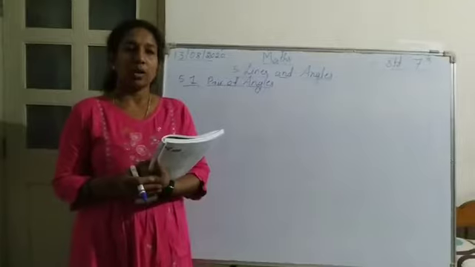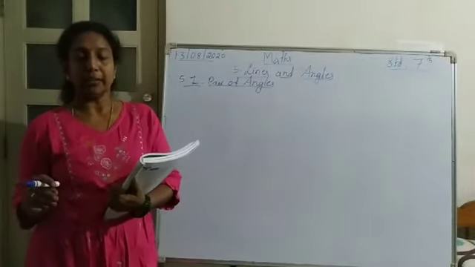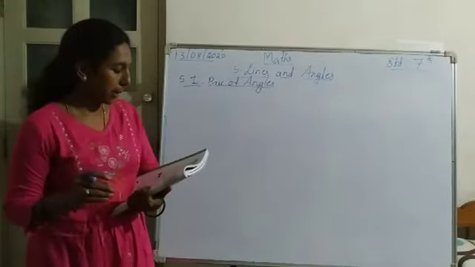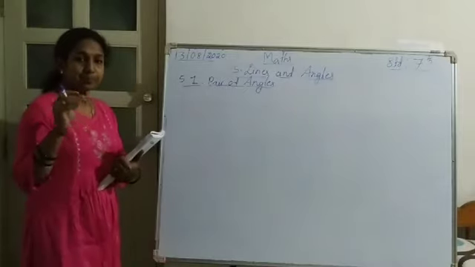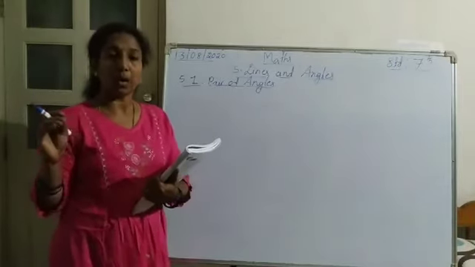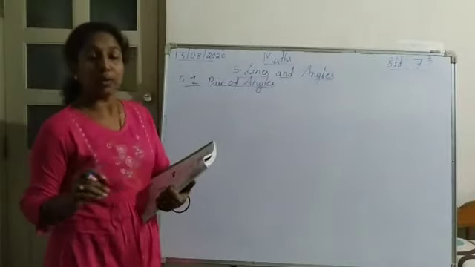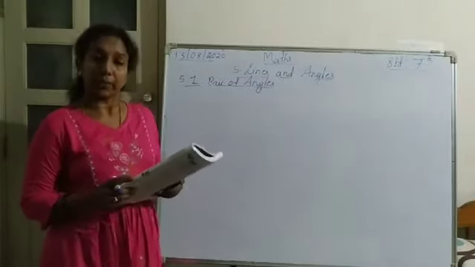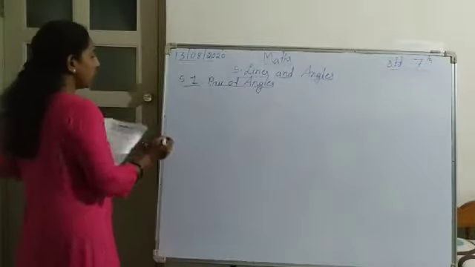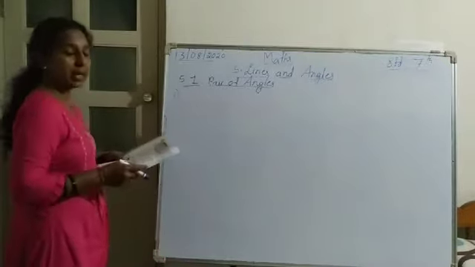Now you have come to know what are called complete angles. Complete angles means the sum of all four angles will be equal to 360 degrees. Now let us solve a few sums on the basis of what you have learned. There is an example given here.